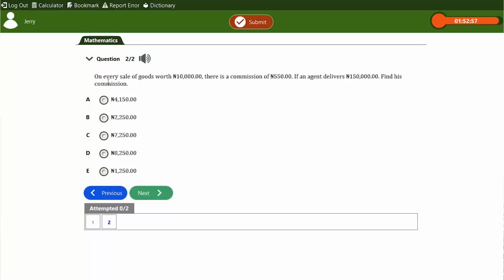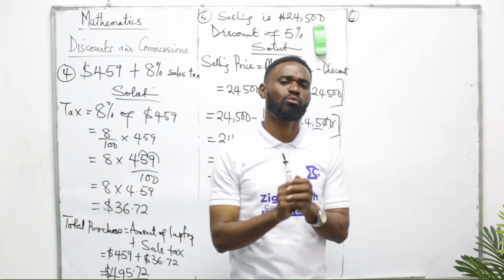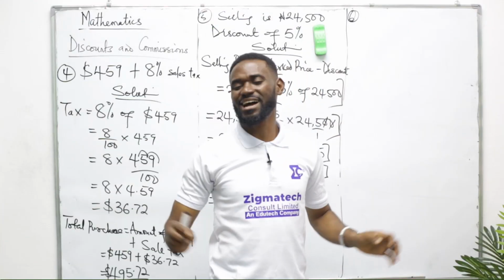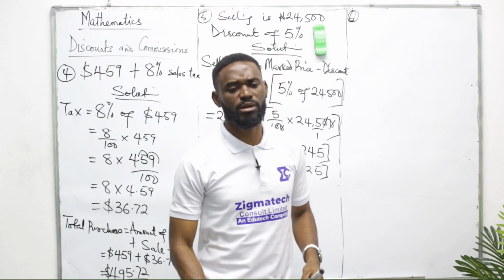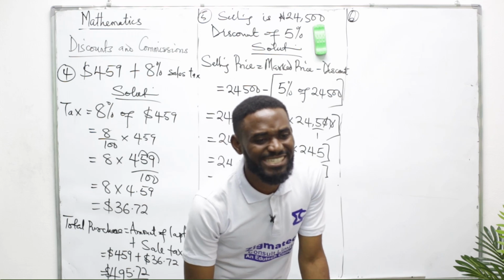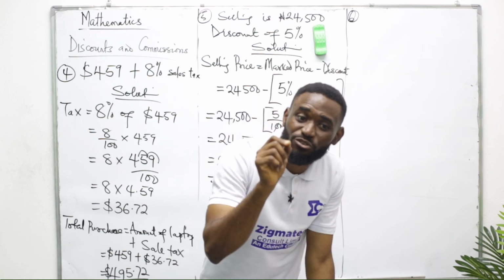Now, understand your question very well. All right? Number 6. One thing in mathematics is, once you are able to grab what your question is saying, you can apply the concept that you have learned or you know, and you will solve the problem. Okay? On every sale of goods worth 10,000, there is a commission of what?